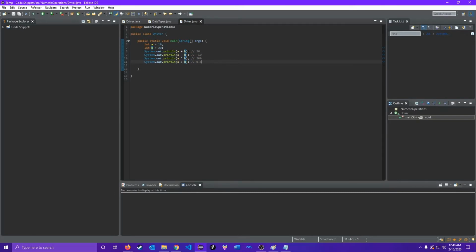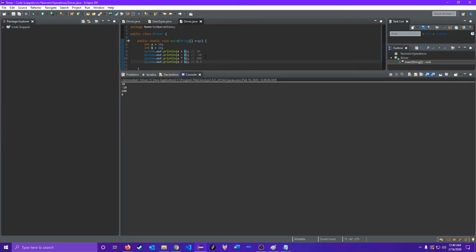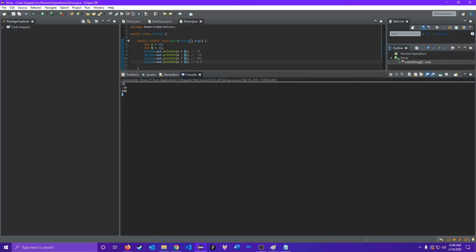So plus, minus, multiplication, those are all pretty straightforward, but let's see what happens when we run this. So we got 30, good, okay, let's bring this window up. We got negative 10, we got 200, and then we got 0. So we got a 0 here instead of a 0.5, which is what we should have gotten.